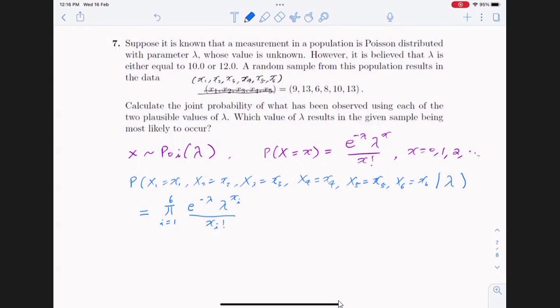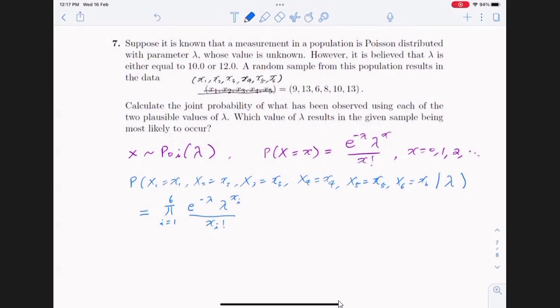So maybe I explain how to tackle this kind of problem. We are asked to compute a joint probability. We observe a sample of 6 numbers as our sample. So the joint probability of our sample is the probability that the first observation equals S1, the second observation equals S2, which is 13, the third observation equals S3, which is 6, and so on.